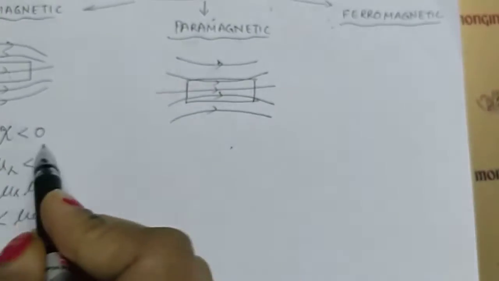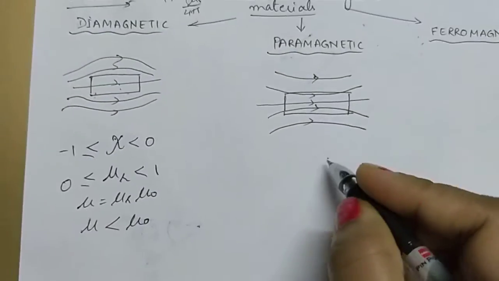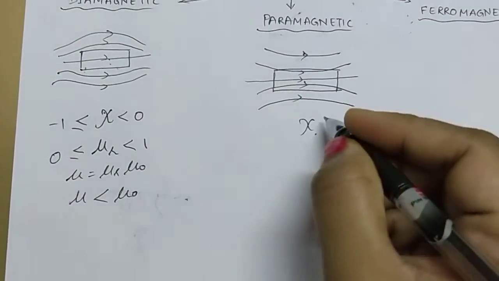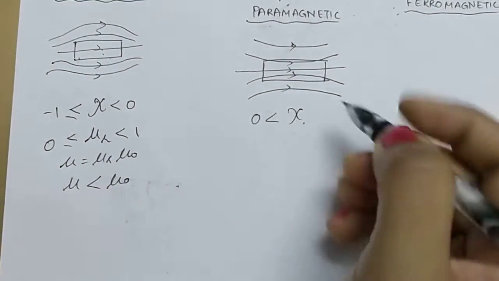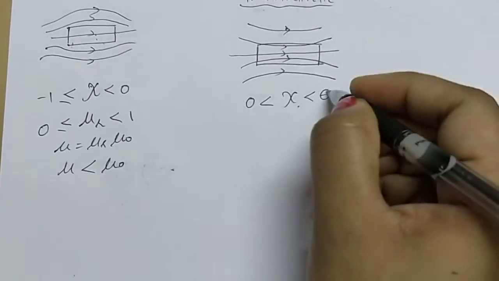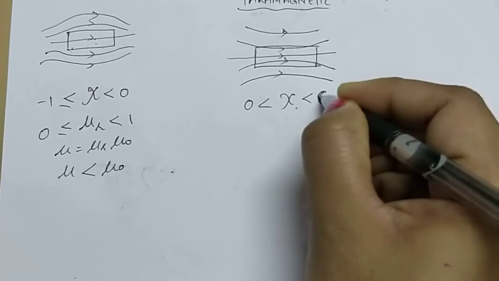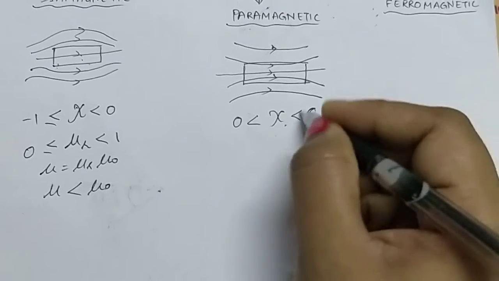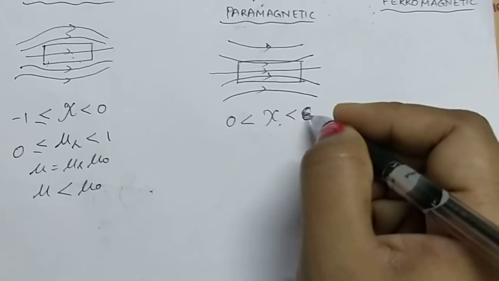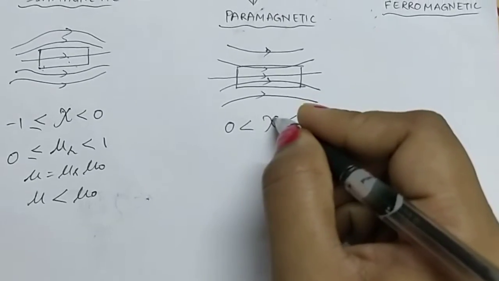Okay, and if you compare these susceptibilities, here in this case susceptibility is not negative, it is positive. It's a positive number, greater than 0 but slightly less than epsilon, where epsilon is a positive small number, not greater than 1. So it's a very small positive number.